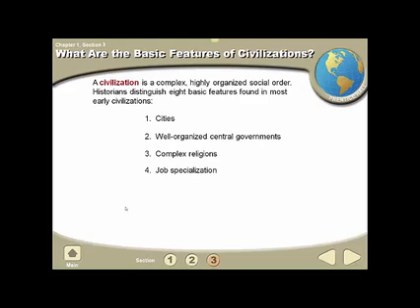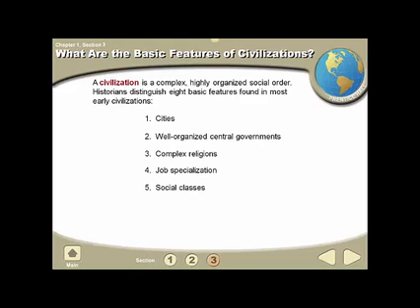Job specialization. That just means that people did different things. No one person could master all the skills that they needed, so different people did different things. We had artisans back then, craftspeople. You obviously had farmers, but that wouldn't be a specialization. You're going to have priests, you're going to have government officials, you're going to have scribes, artists, road builders, architects, all sorts of different things for job specialization.